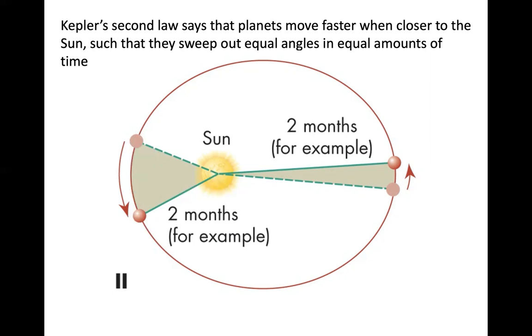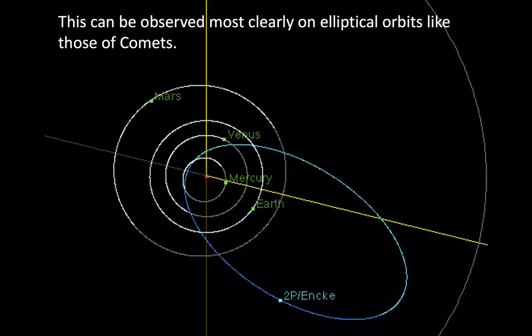Now, this is again an observable property. It's a little hard to see in planets because even Mars isn't that eccentric, but we can see it really clearly in comets. This is the track of the comet 2P Encke, which basically moves between the asteroid belt and the orbit of Mercury. As you track this, you find it moves very slowly out here when it's in the asteroid belt, then comes diving through the inner solar system very quickly.